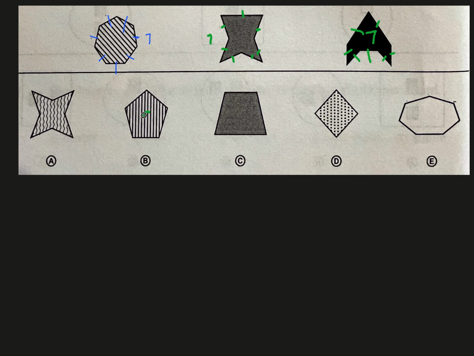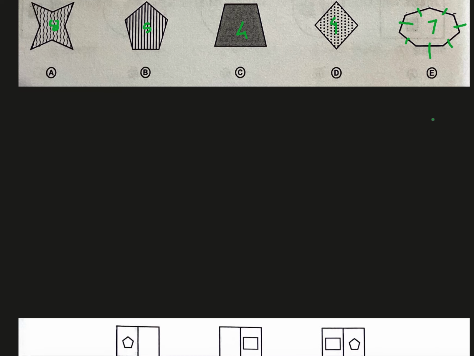So clearly this has 5 sides, this has 4 sides, 4 sides. This is an 8-sided one, and count it for yourself. But the answer to my question is figure E, which has 7 sides. Let's confirm that: 1, 2, 3, 4, 5, 6 and 7. So there you have your answer. Counting the sides is a basic rule of any analogies or classification that you may see.